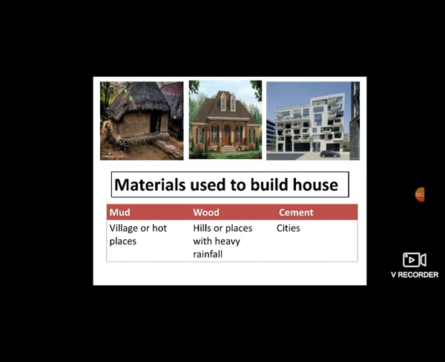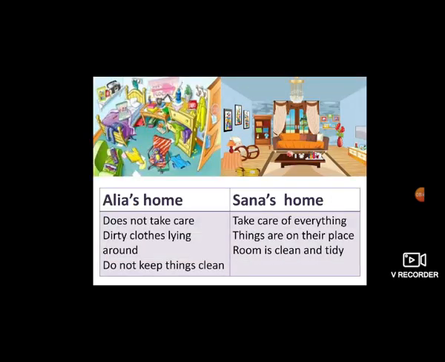Second is wood houses. They are mostly found in hills or the places with heavy rainfall. See, wood houses keep the people warm from inside. That's why mostly they are found in cool places, hill stations like Shimla and Manali. Okay students, now the third one is cement house. Cement houses, we already know, are mostly found in cities. They may be a tall building or a bungalow also.